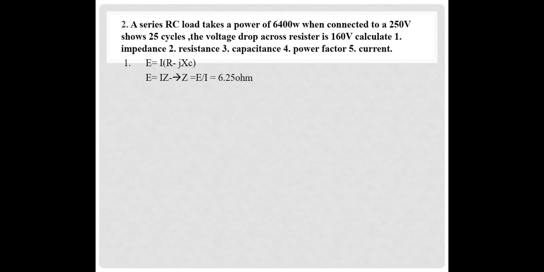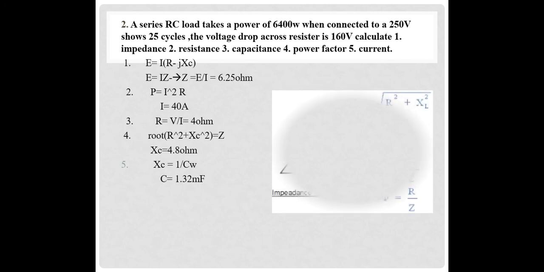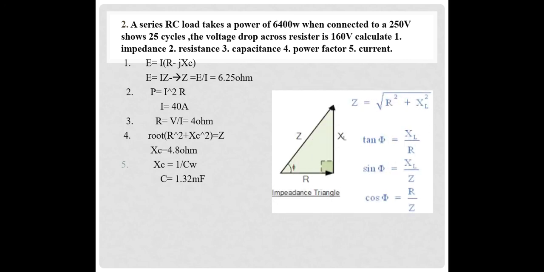Next the sum on RC. Next we are going to solve on RC, right? So in RC, they have given the power, and 250 volt Vrms they have given, and frequency is 25. So voltage drop across VR is equal to 160, and we have to calculate these, right? So first we are calculating Z. It is a basic formula and it is self-explanatory.